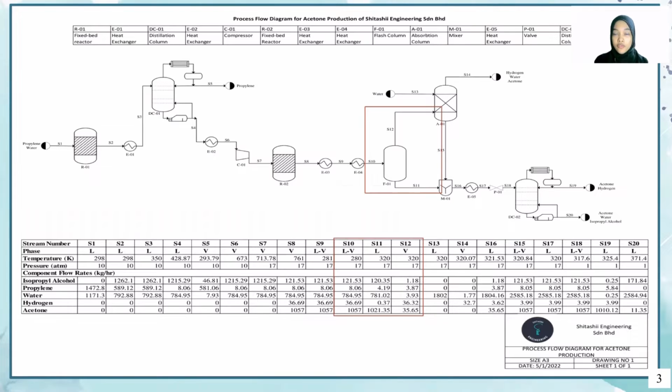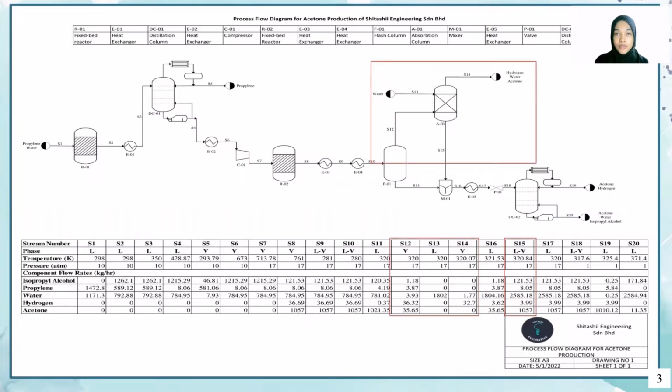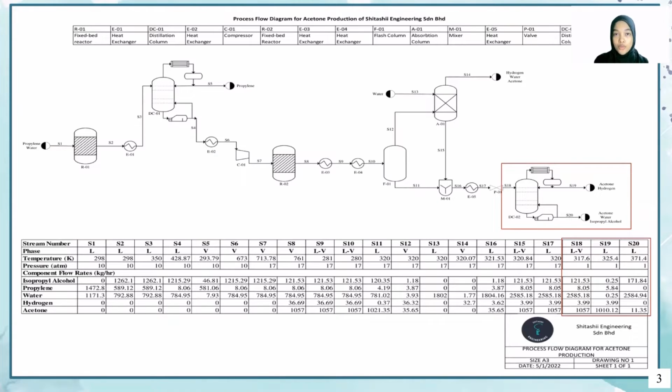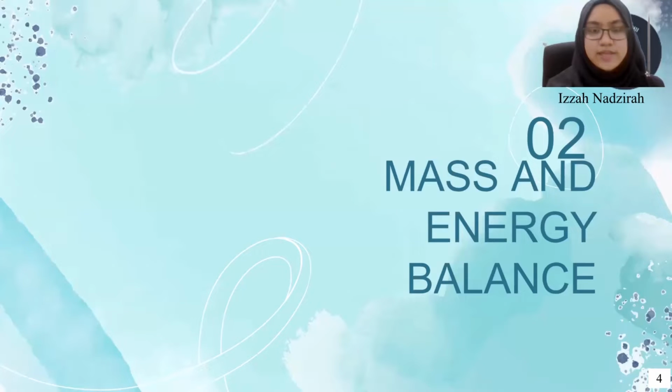And then the top of the flash column enters the absorber with water as an absorbent and separates a huge amount of hydrogen. The bottom is mixed with stream 11 before entering a heat exchanger and a valve to reduce the pressure, then the components are separated to get the desired product, which is acetone with 99% purity at the top stream of the distillation column.